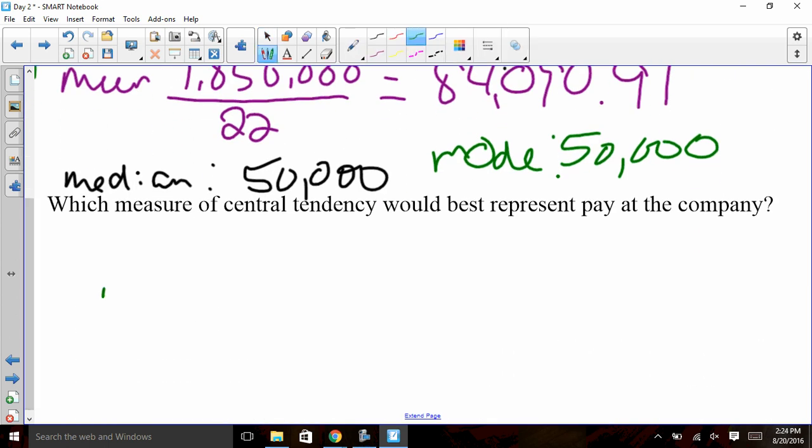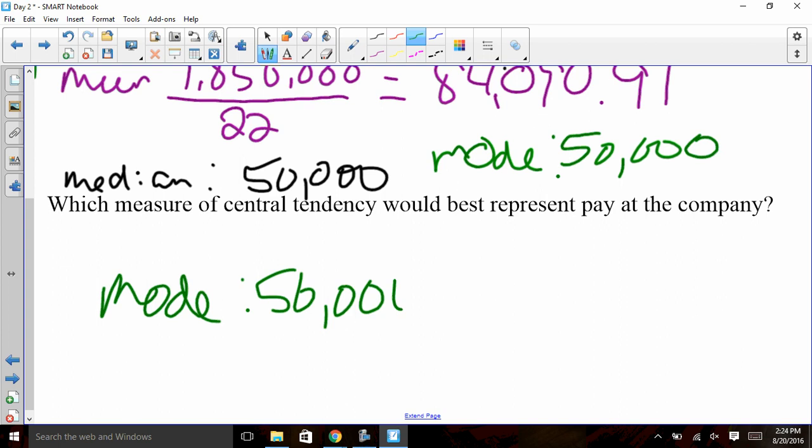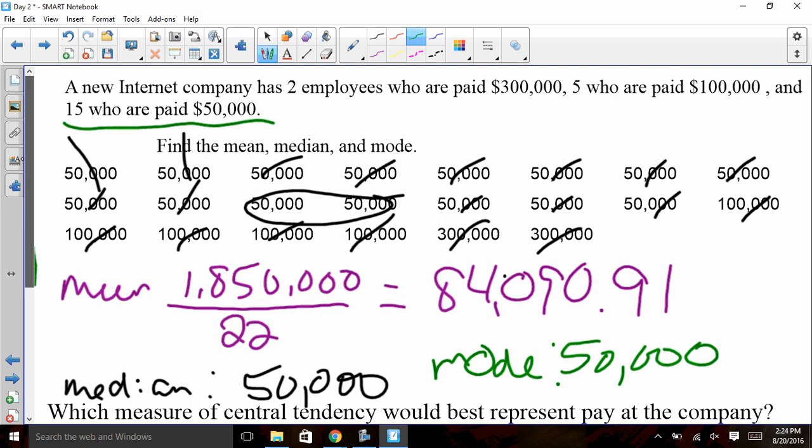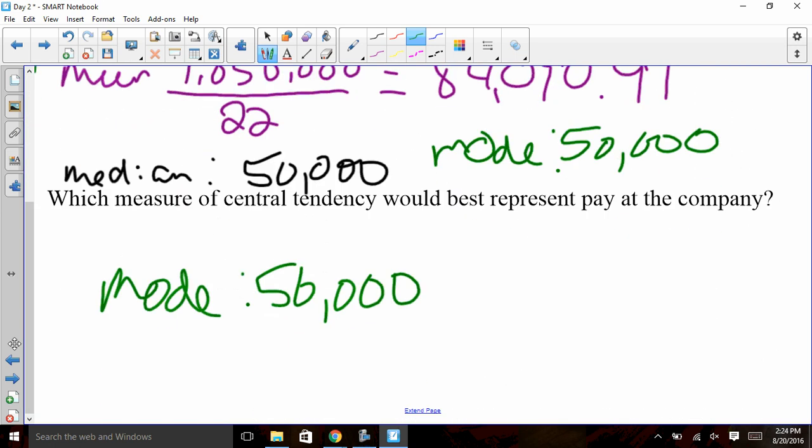I'm going to say the mode. Because we're clustered really close to those 2 values of 50,000 and 100,000. Those are our 2 biggest values. We really only have 3 different types of numbers that we're working with. So in this case, because our data is so focused around that 50,000, I'm going to say the mode with 50,000.